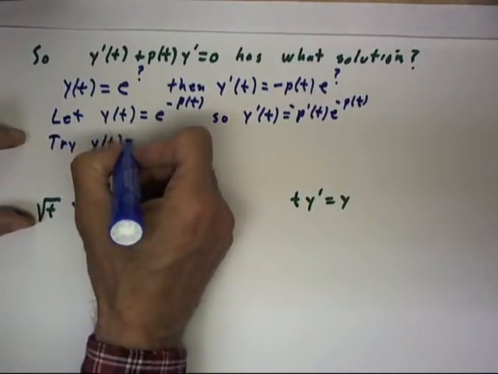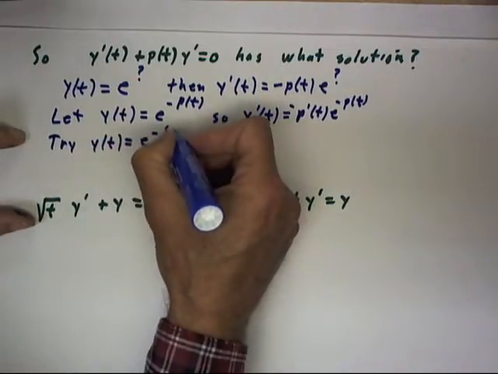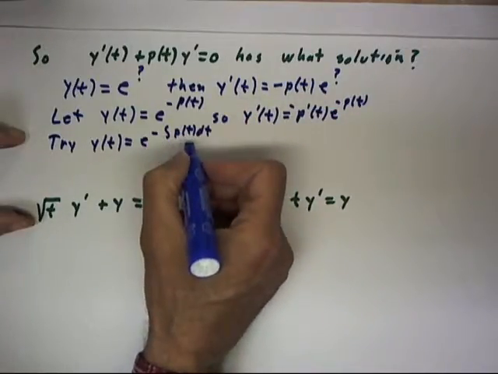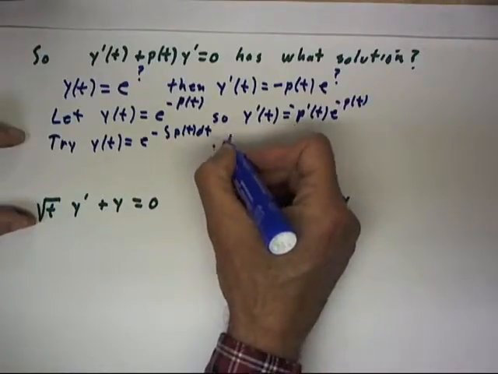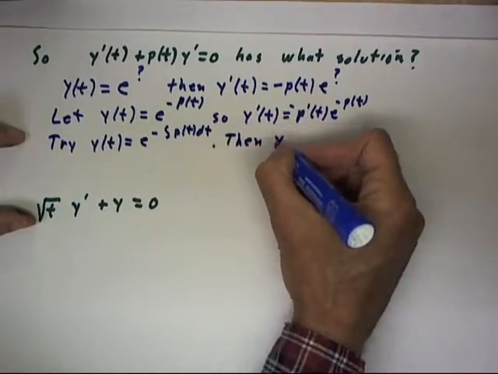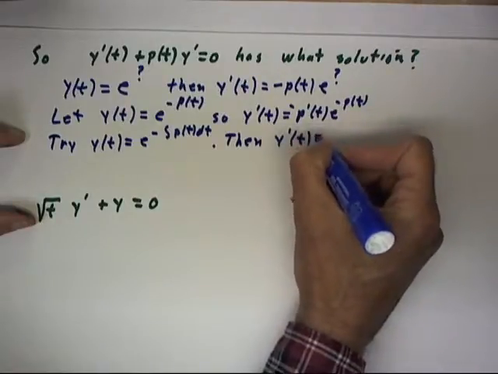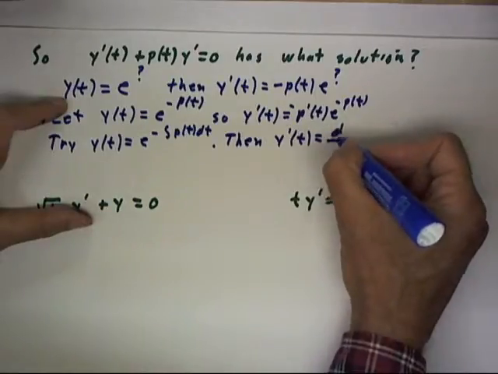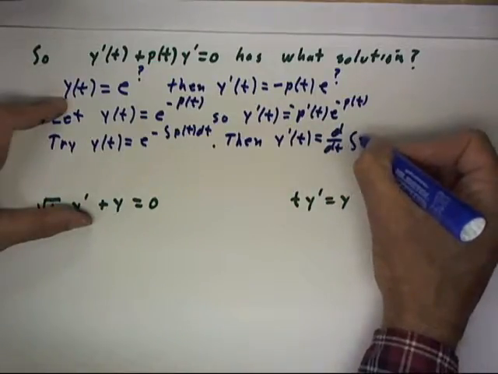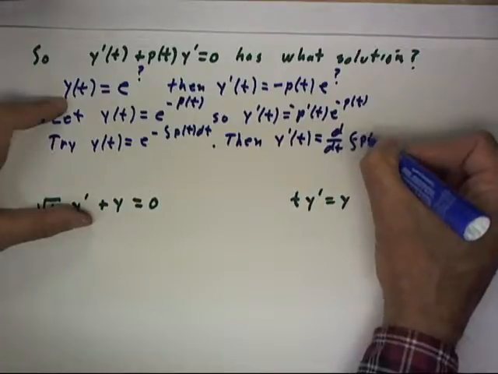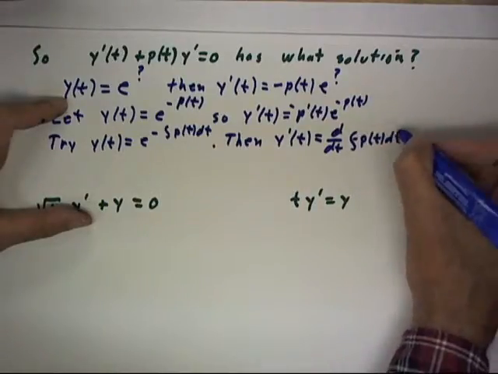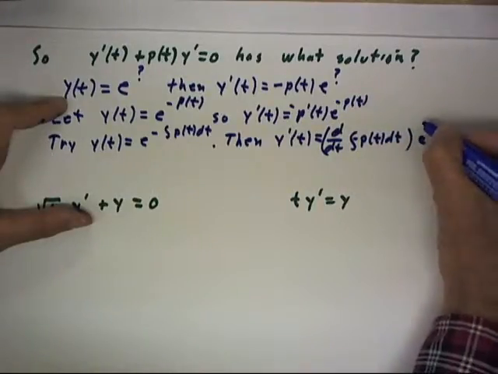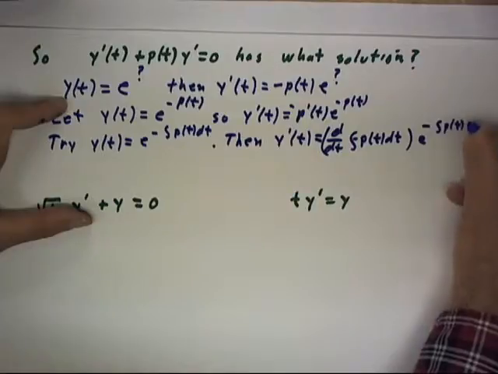So try this. Try y of t equals e to the negative integral p of t dt, where this integral could be any antiderivative. Then y prime of t is what? It's going to be the derivative of this integral. So it's going to be the derivative with respect to t of the integral of negative p of t dt, multiplied by e to the negative integral p of t dt.